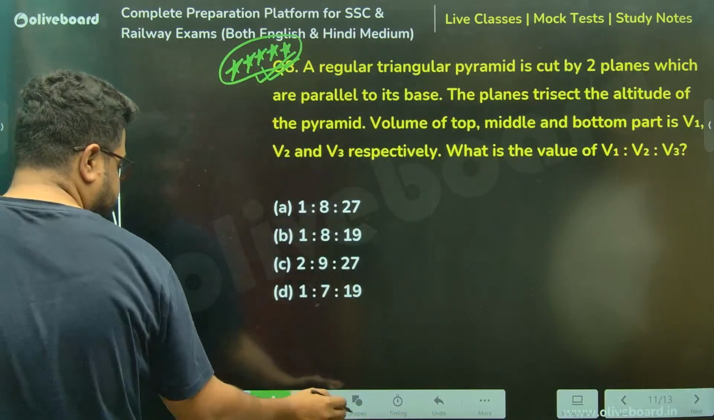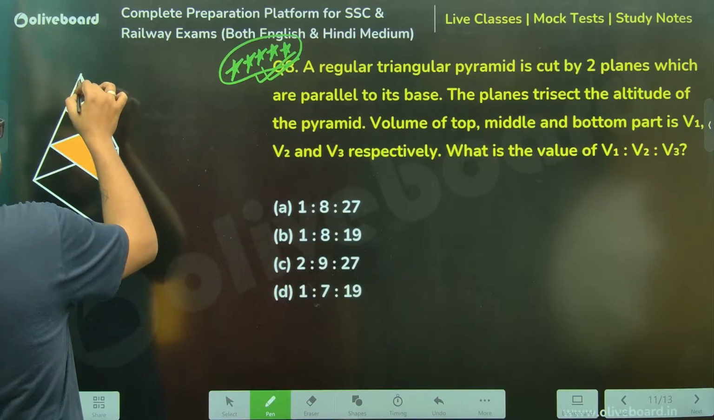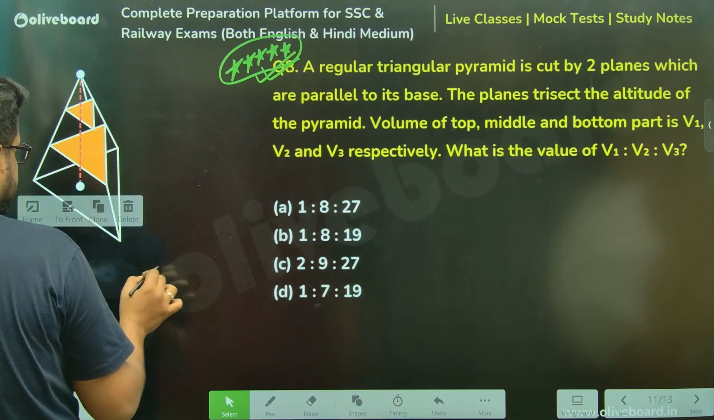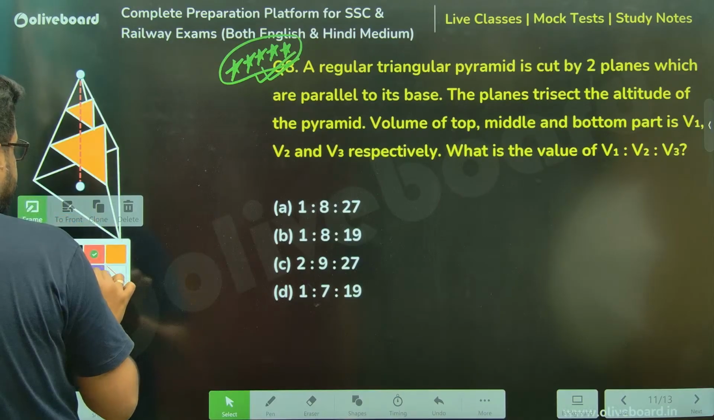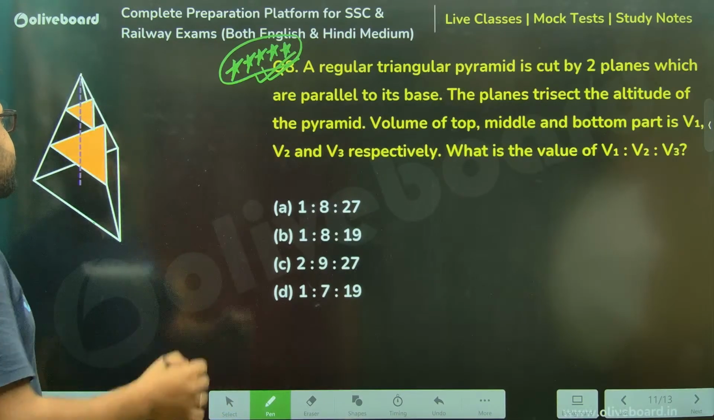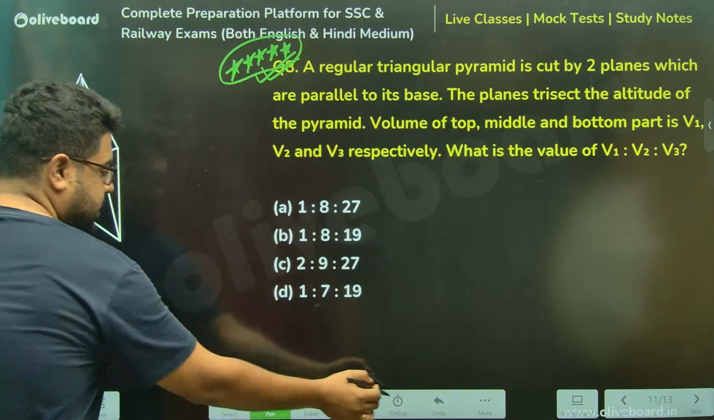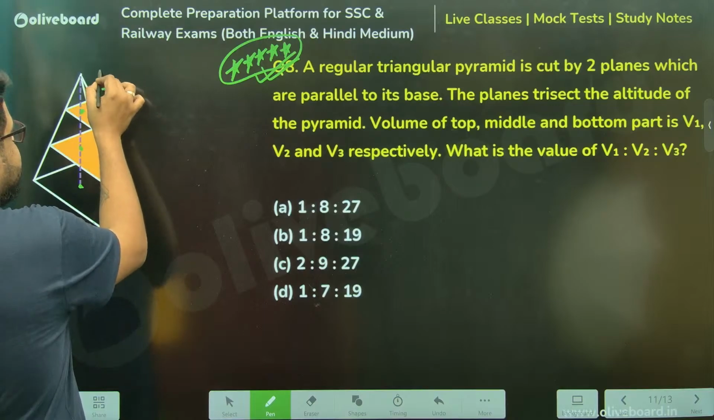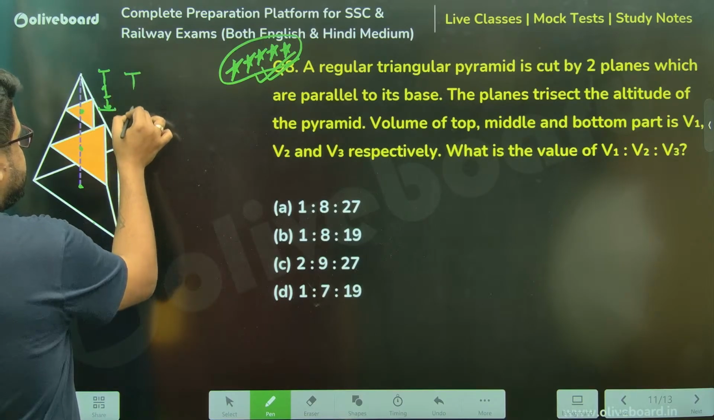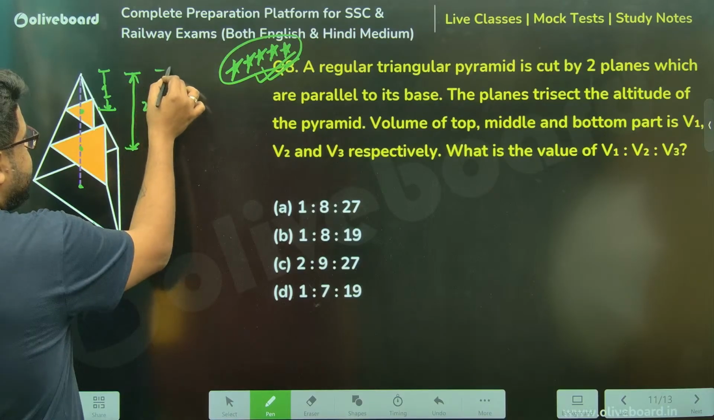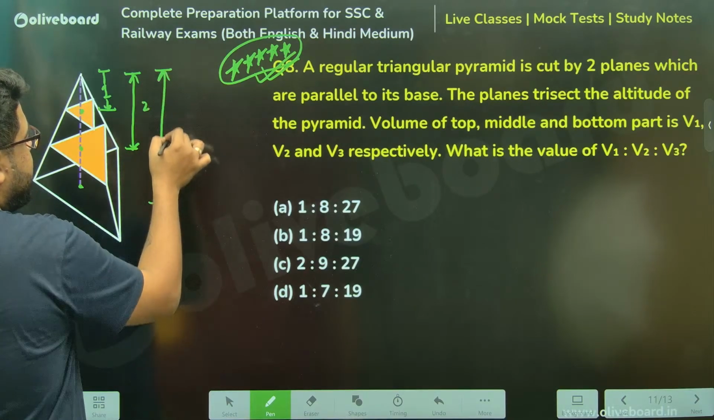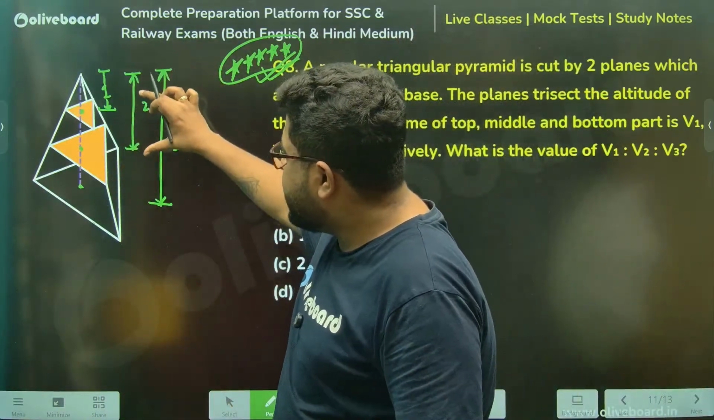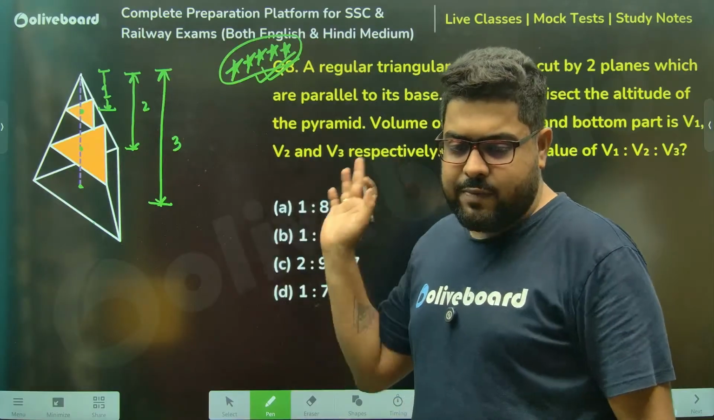Meaning, sir, if I just draw the altitude, rather let me take a different color like this. So this will be, sir, this part, or rather I should mark this part, and this part. So if this is one part, sir, this is 2 parts, and this is, sir, 3 parts, because it's getting trisected. So every part is 1 each. 1, 1, 1. So 1, then total is 2, then the total is 3. That is how I'm thinking.